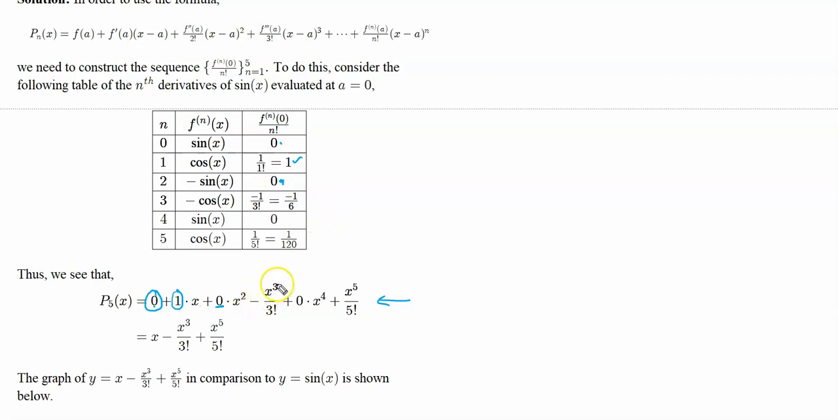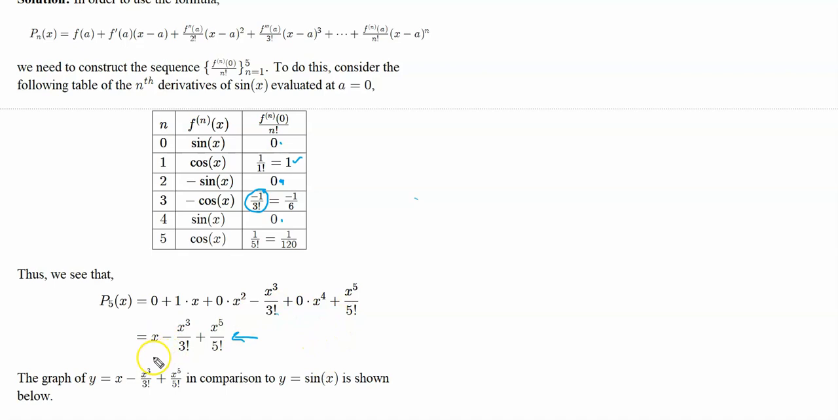Then minus x cubed over 3 factorial. Keep in mind we have a negative 1 over 3 factorial. That's coming from right here. Okay, so there's our negative 1 over 3 factorial times x minus a cubed. Plus 0. This 0 right here is this one, times x minus a to the 4th power. And then plus 1 over 5 factorial times x minus a to the 5th. And then we can simplify this a bit. Just drop out all the zeros. And right here is our 5th degree Taylor polynomial.